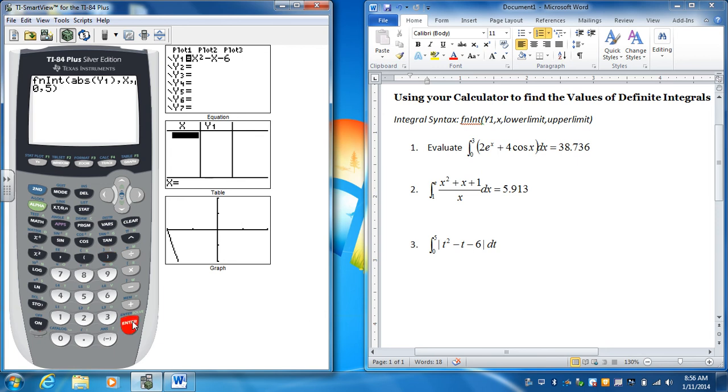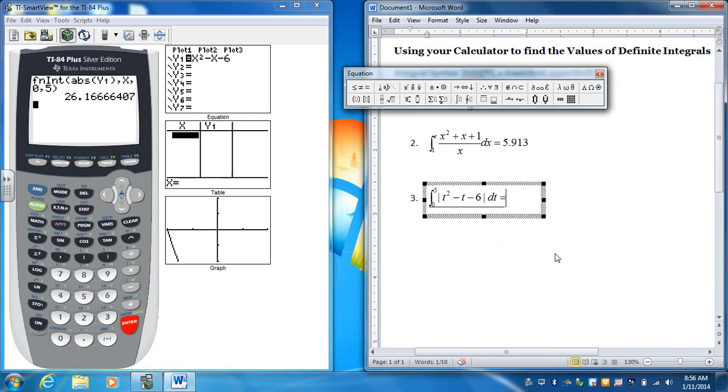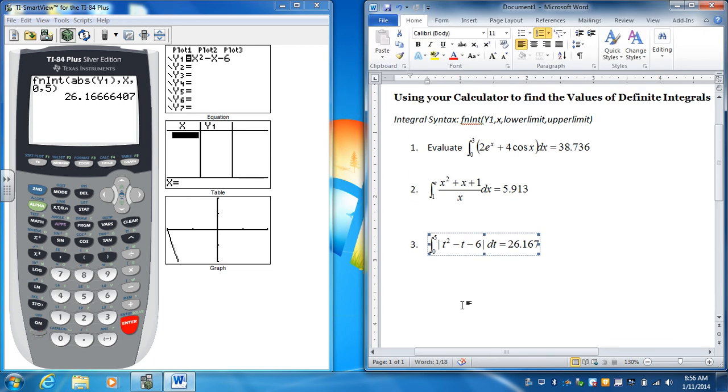It's going to take a little bit longer to calculate the answer, but just be patient. And the answer is going to be 26.167. And that's it. So just remember, lower limit then upper limit, and you should be good to go for integrating on your calculator.